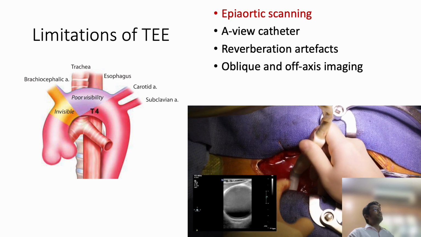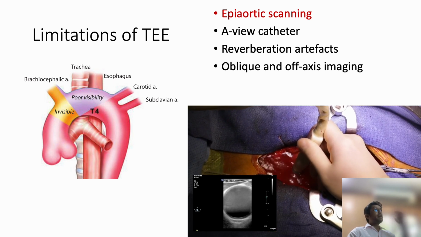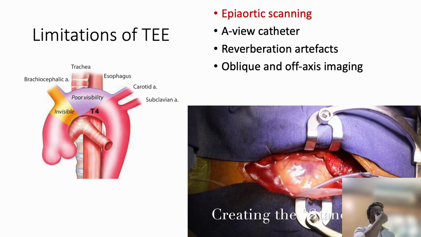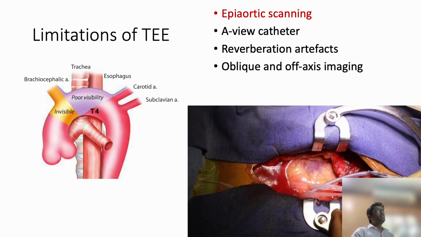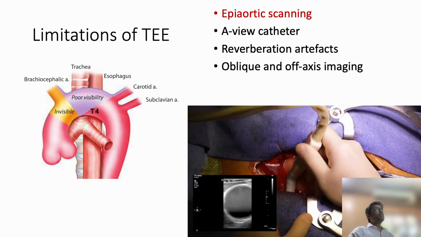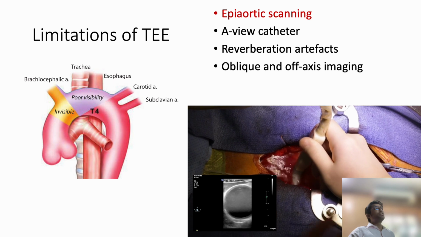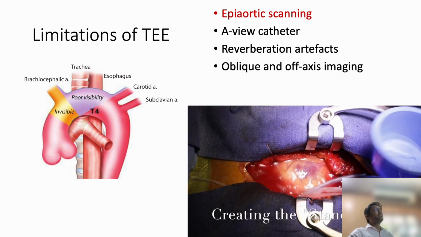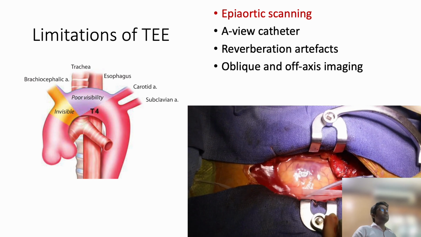So that is how we do epi-aortic scanning, for finding whether there is any thrombosis there or not. This is actually a 15 Hz probe put on this, and water is used as a medium in between, and you can see the short axis image of the ascending aorta.